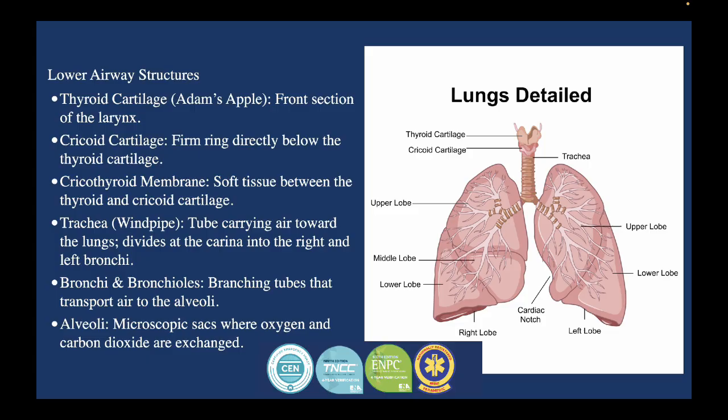The alveoli are microscopic sacs where oxygen and carbon dioxide are exchanged. This is where the magic happens. This is where you actually get the oxygen into the bloodstream and the CO2 out of the bloodstream. So we're bringing oxygen from the upper airways to the lower airways, down through the larynx, all the way down through the trachea, down to the right and left bronchi and to the bronchioles. And from the bronchioles, we make our way to the alveoli.